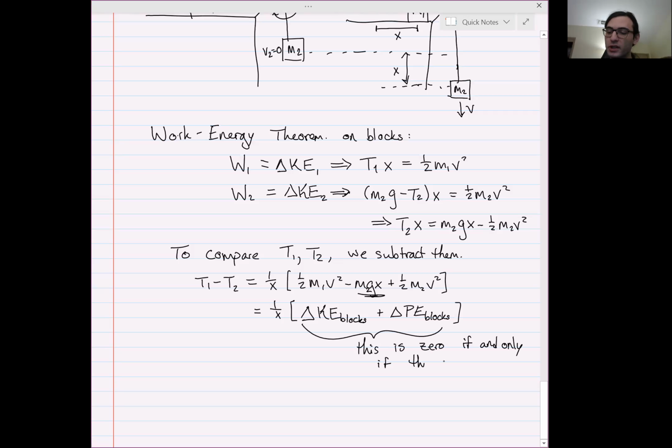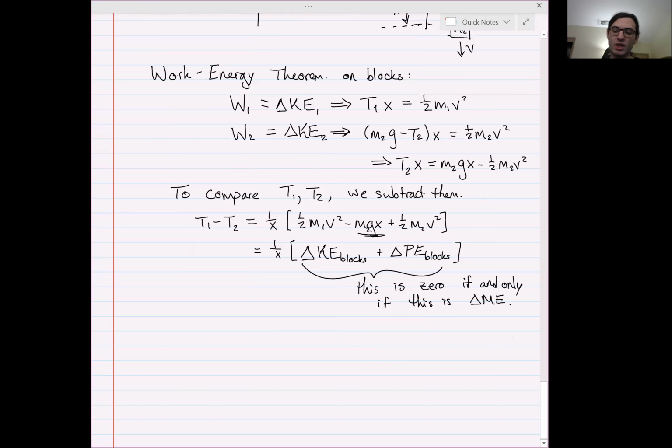this is the change in mechanical energy. So if those two terms combined are the total change in mechanical energy of the whole system, then this is 0 because the whole system should have mechanical energy conservation. There's no external forces to the combined system, and there's no friction.